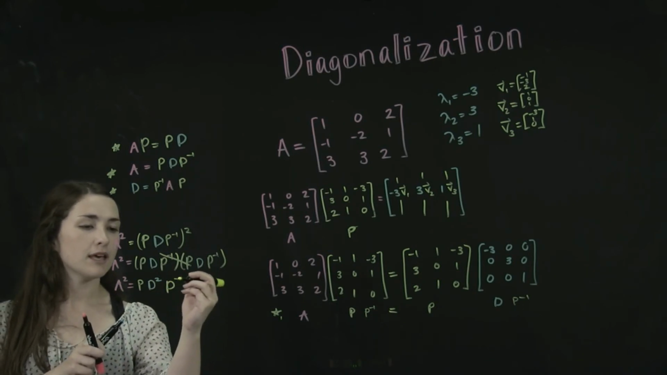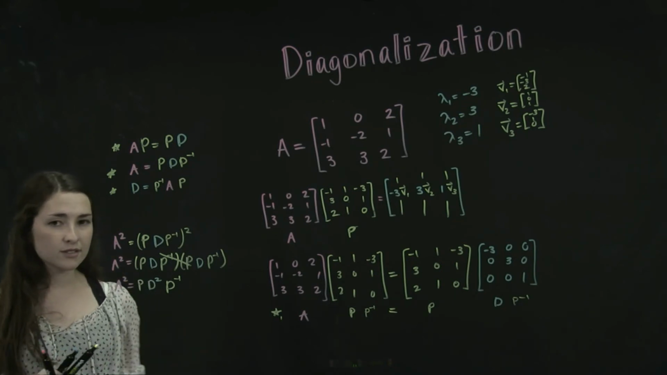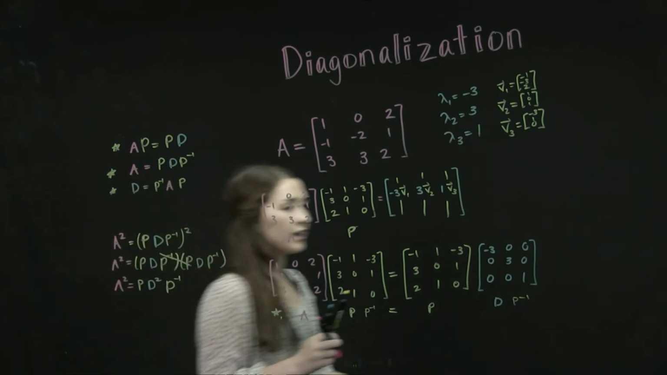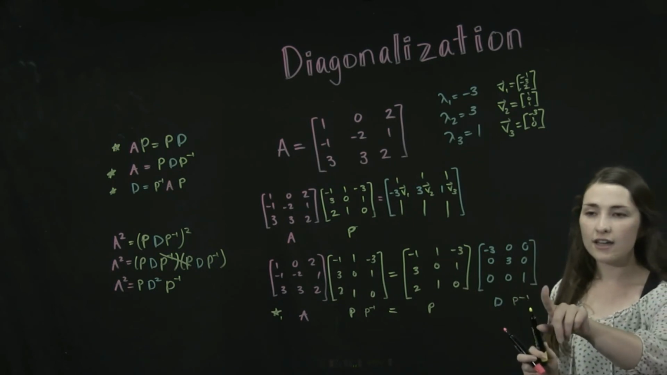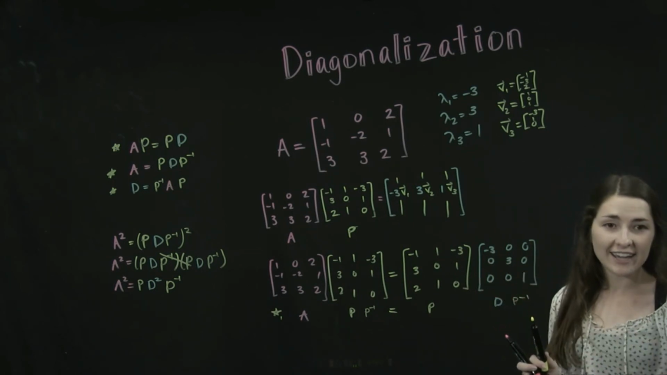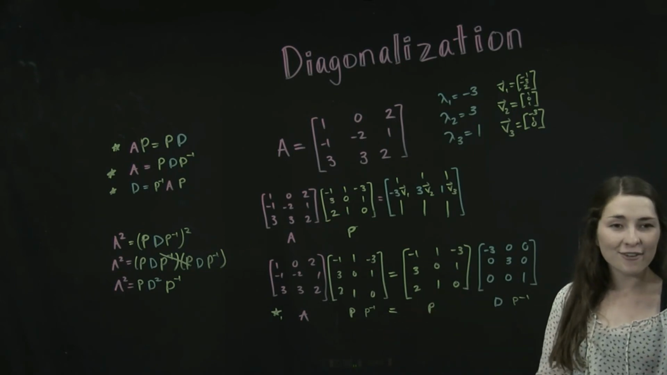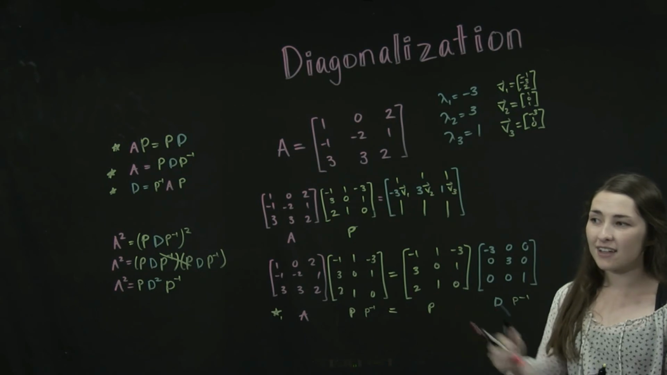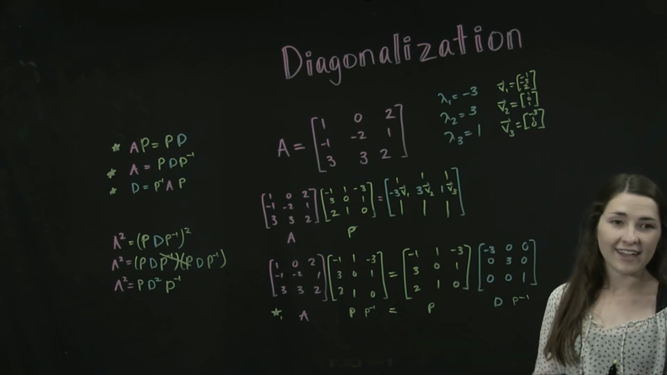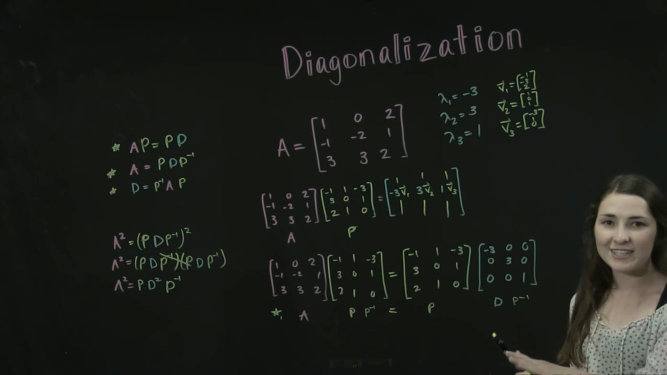So now let's think, how hard is it to compute D squared? If we look at what our D is right here, to square it, all we have to do is square each term on the diagonal. So simple. So we know how quickly and easily we can find our A squared using our P and our P inverse and our new diagonal.